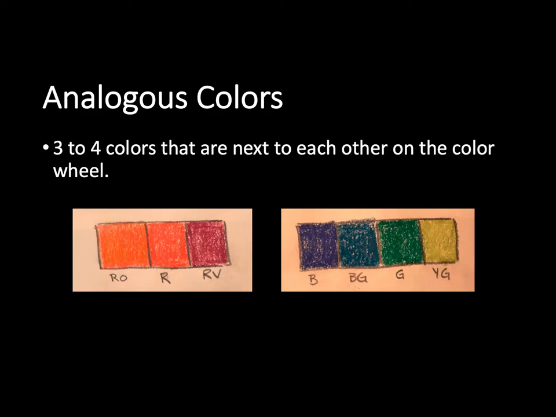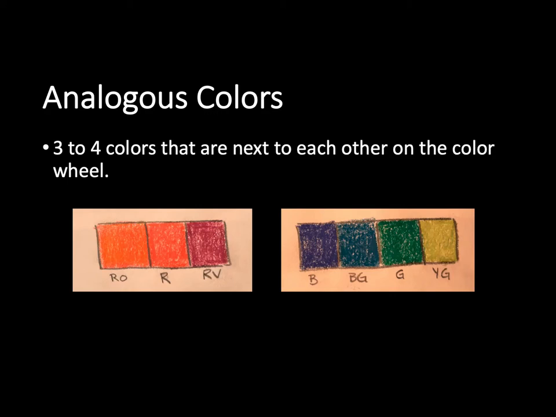All right. So analogous colors are 3 to 4 colors that are next to each other on the color wheel. If you look at your color wheel, you'll find in my 2 examples, and you don't have to color in the exact 2 examples I did, that red, orange, red, red, violet, those 3 colors are right next to each other on the color wheel. Same thing with my other example of blue, blue green, green, and yellow green. They are right next to each other on the color wheel.